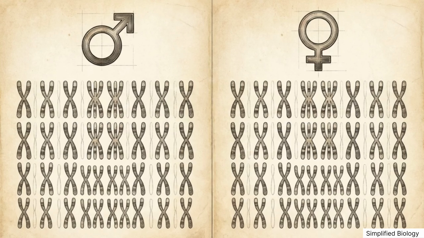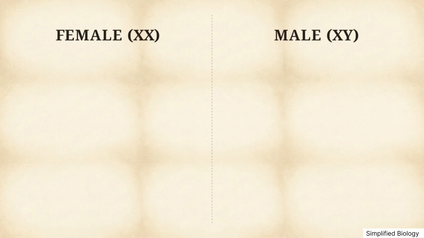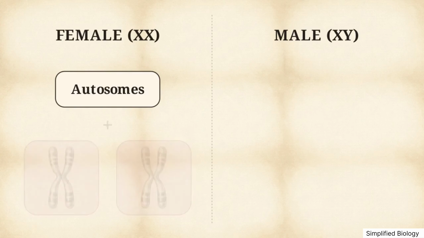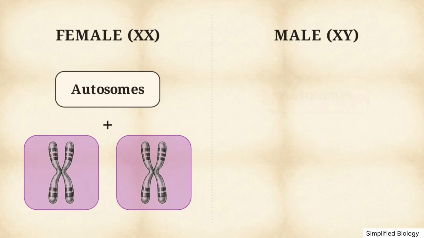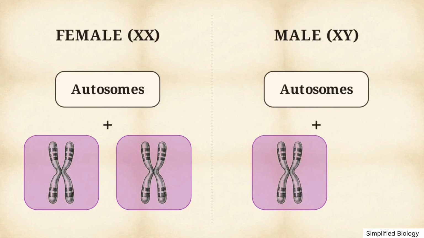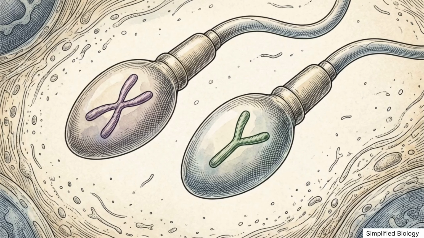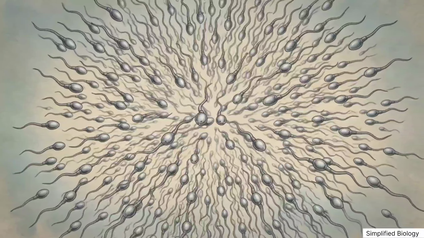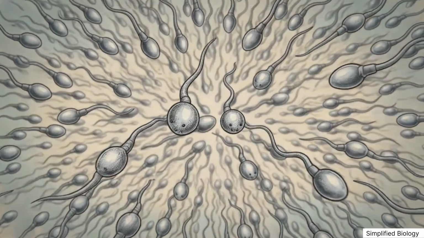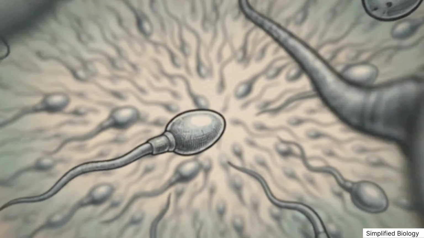Unlike the XO system, both males and females in the XY system carry the exact same total number of chromosomes. On the right side of the diagram, you can see the XY setup. Females carry autosomes plus an identical pair of X chromosomes. The male set consists of autosomes plus one X chromosome and a distinctly smaller counterpart, the Y chromosome. Because the male produces both X-bearing and Y-bearing sperm, the XY system is another example of male heterogamety. In both XO and XY systems, the genetic variance of the male's gametes serves as the trigger for sex determination.